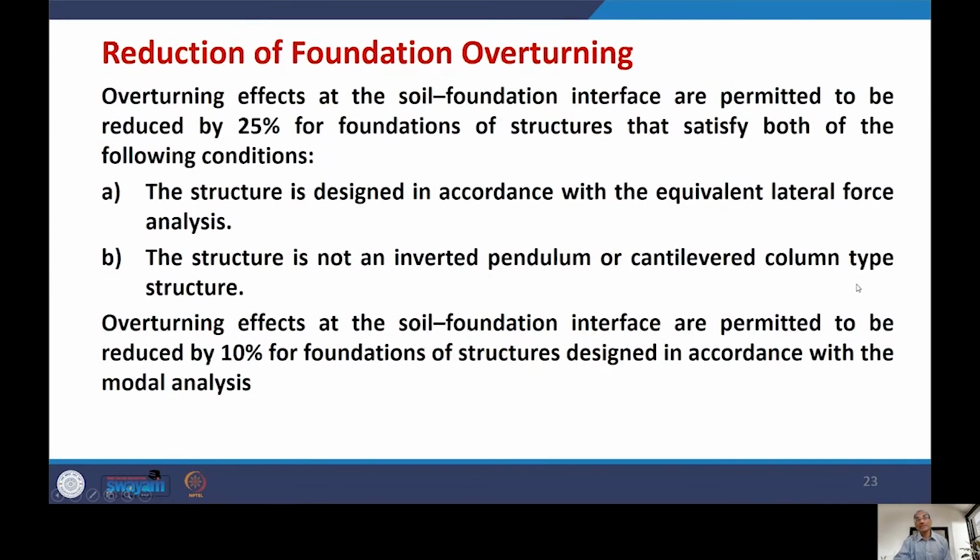Now coming to the reduction of foundation overturning: the overturning effects at the soil foundation interface are permitted to be reduced by 25% for foundations of structures that satisfy both of the following conditions.